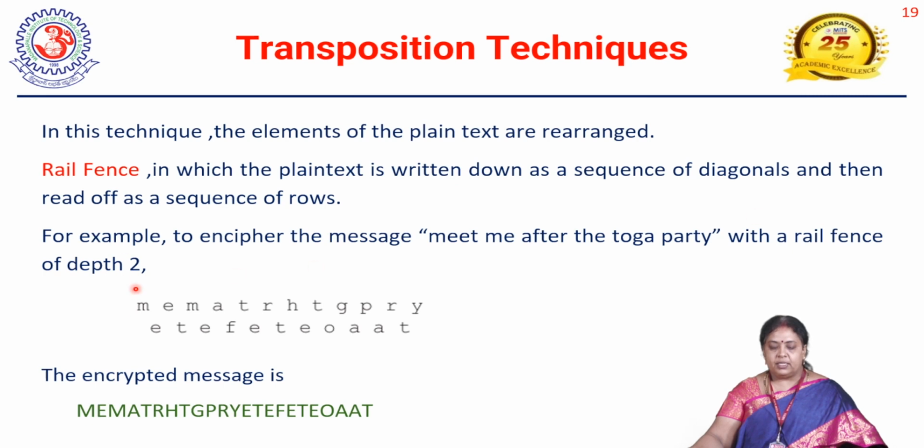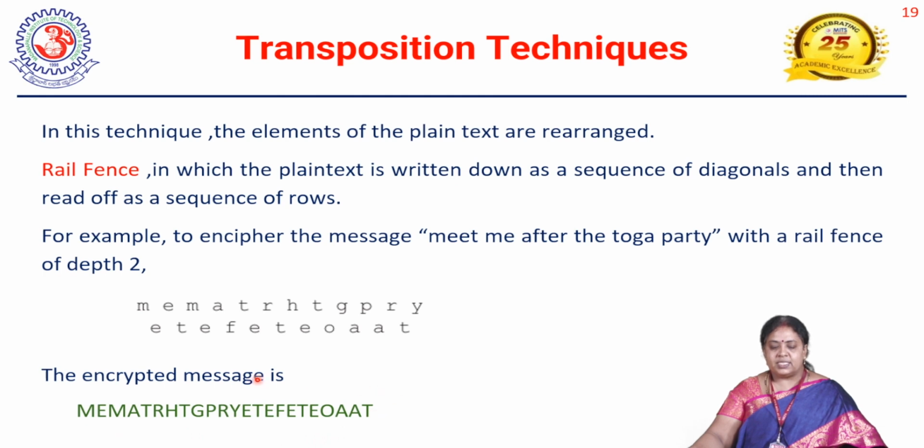Of the depth 2. That means M E E E T M E A F T E R, T H E T O G P A R, G A P R T Y. Like that we are going to write in the diagonal fashion. After that we are going to just combine the message. So this we call it as ciphertext.